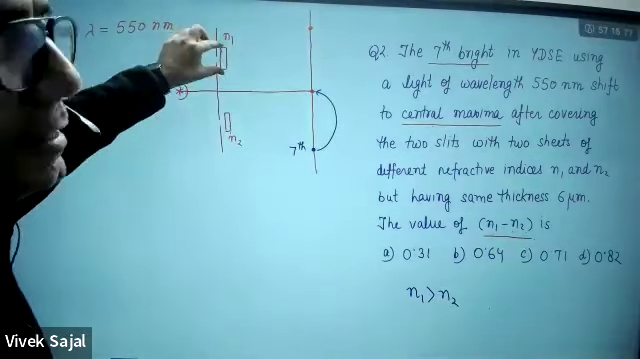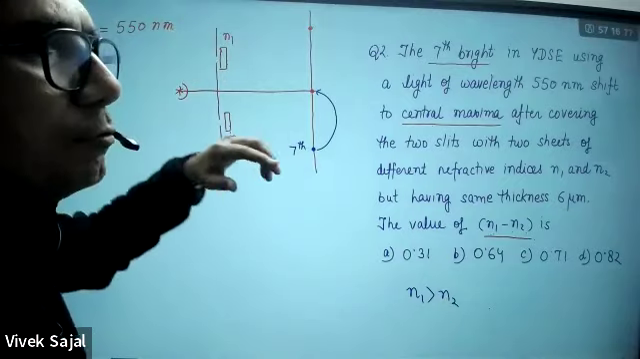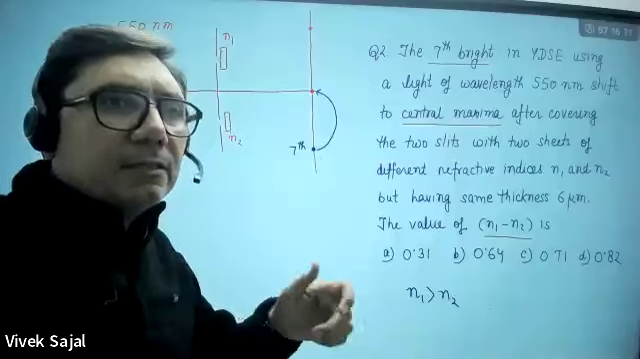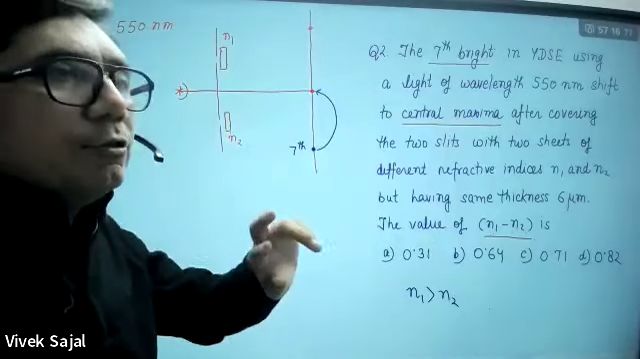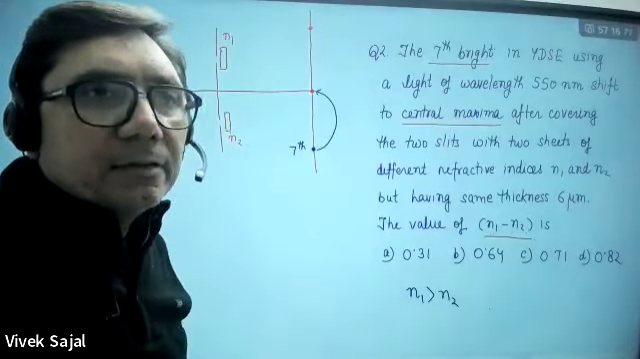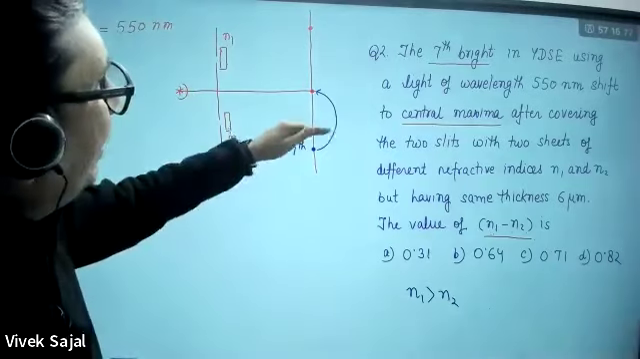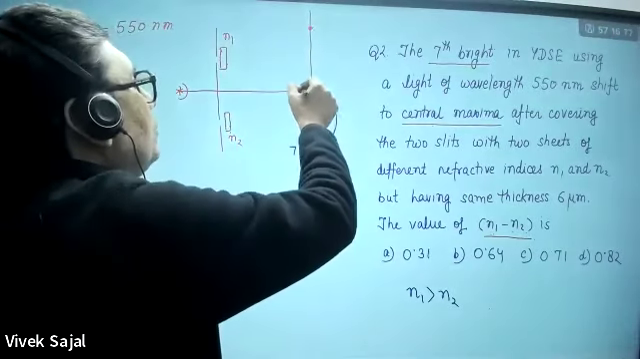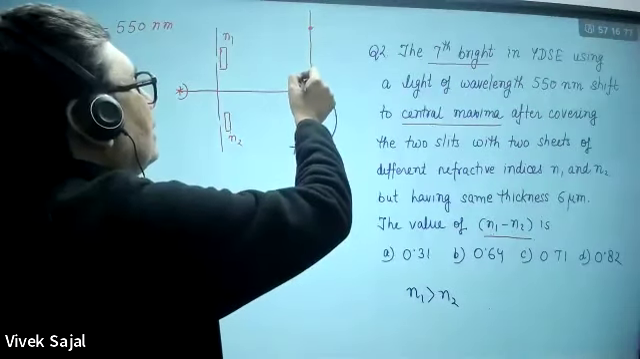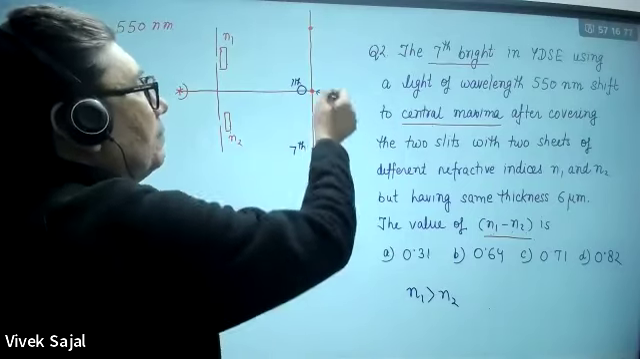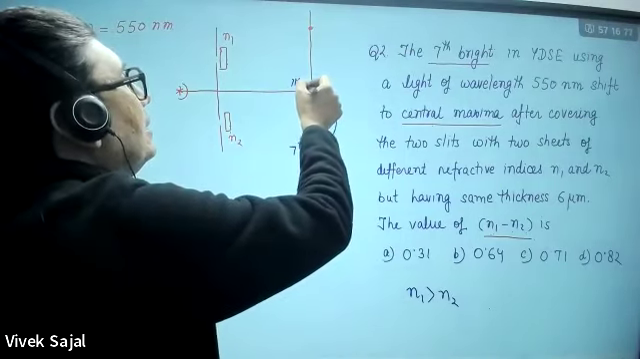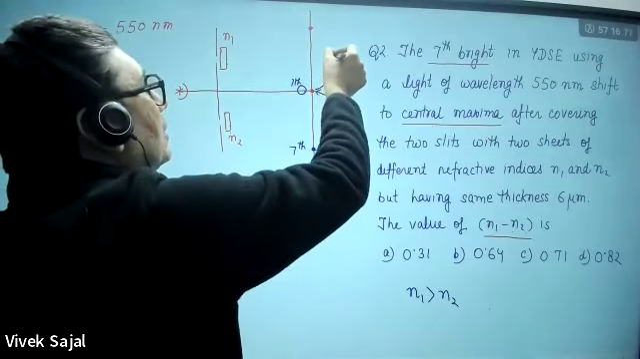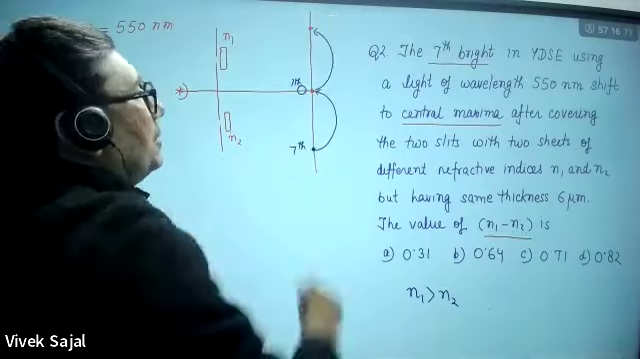And if N1 is greater, then automatically this N1 plate is going to introduce more path difference, extra path difference. So the pattern will shift in the upward direction. This was the position of the 0th fringe earlier, and this was the position of the 7th. So it is shifted from here to here. And this 0th fringe will shift in the upward direction. So try to understand, automatically it will be shifted here.